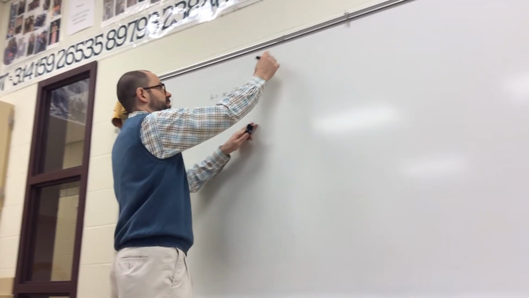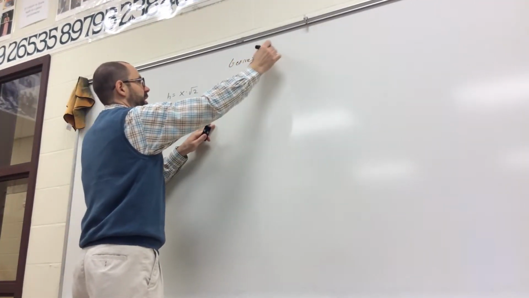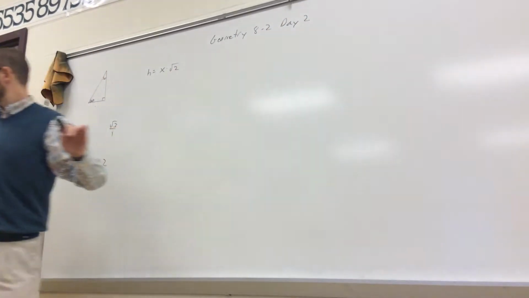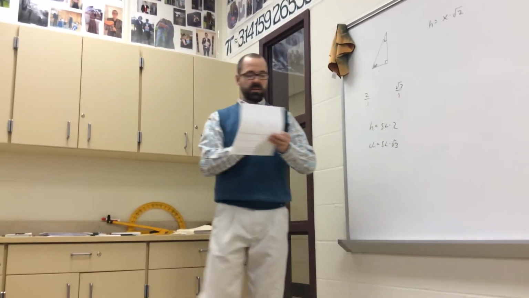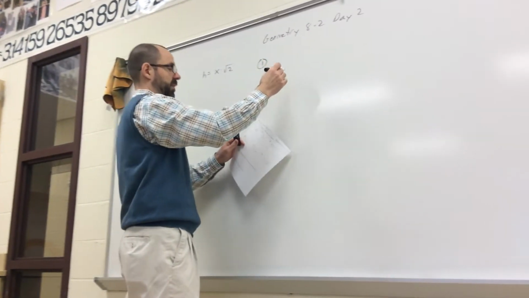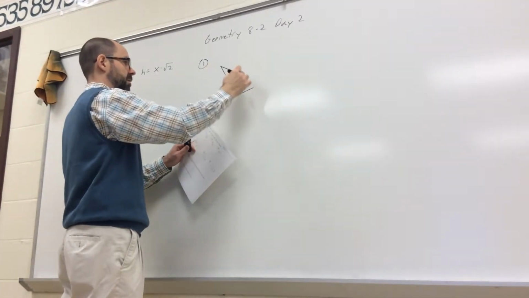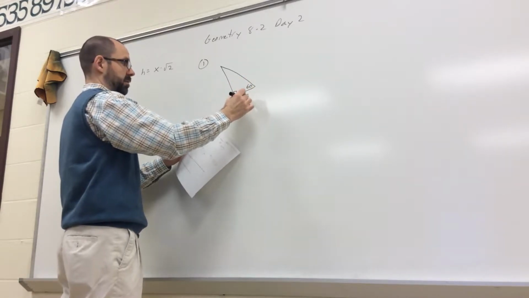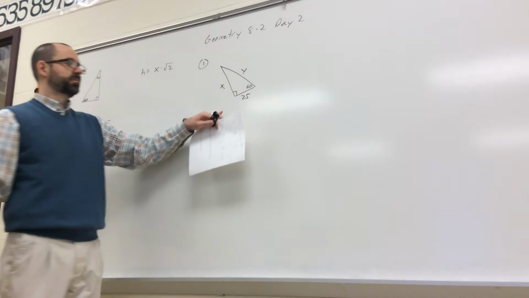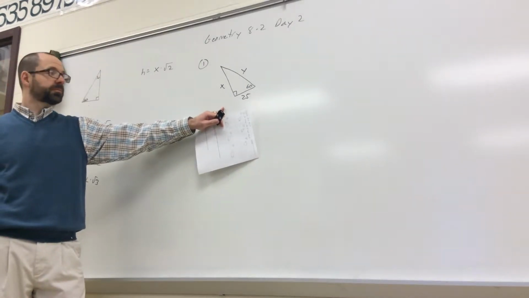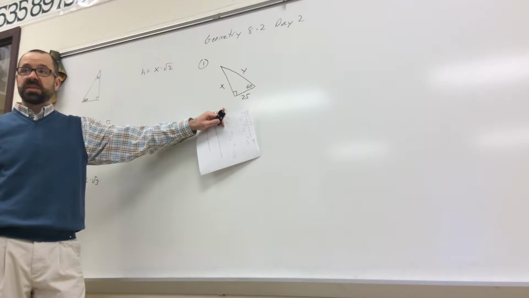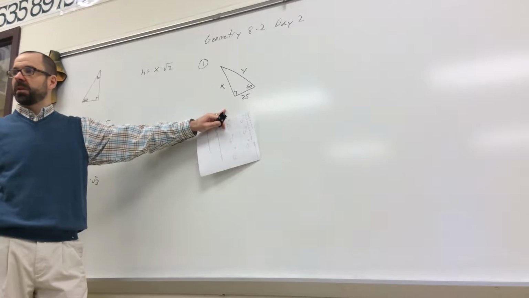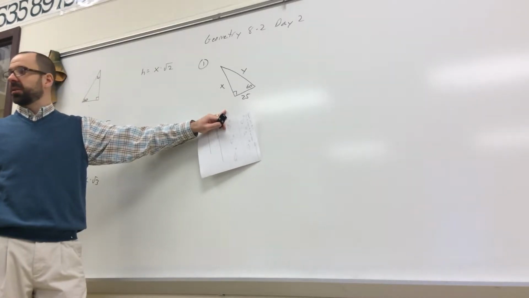Okay, so this paper today is called Geometry 8-2, Day 2. And we're going to start with number 1. So here's the triangle on number 1. And we're just supposed to find the missing sides. So any ideas for any of them?